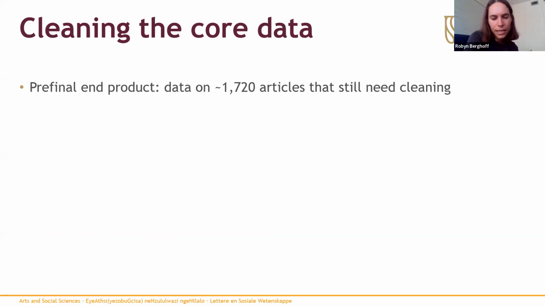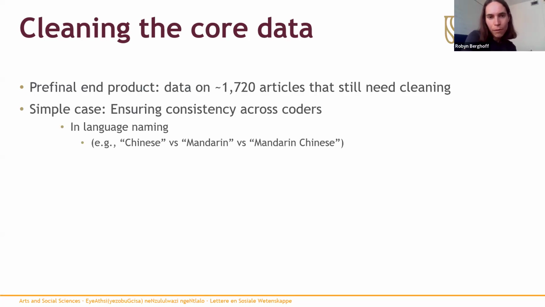But this pre-final data was not quite in the format that it needed to be to answer some of our research questions. So we still needed to do a bit of cleaning. Some of that was really quite simple. So again, because we had multiple coders, there was a little bit of inconsistency in the labels that coders used, right?